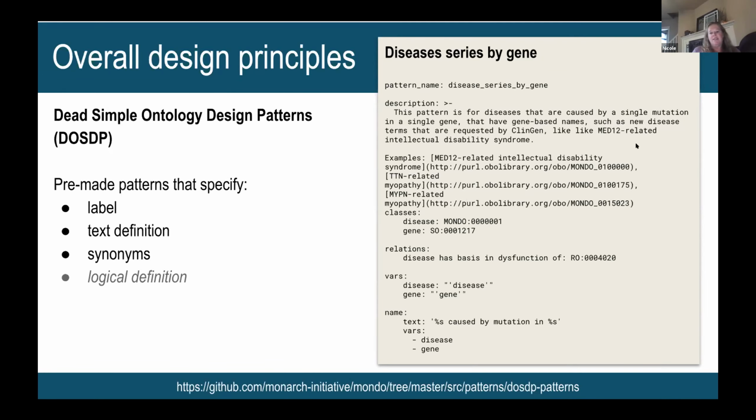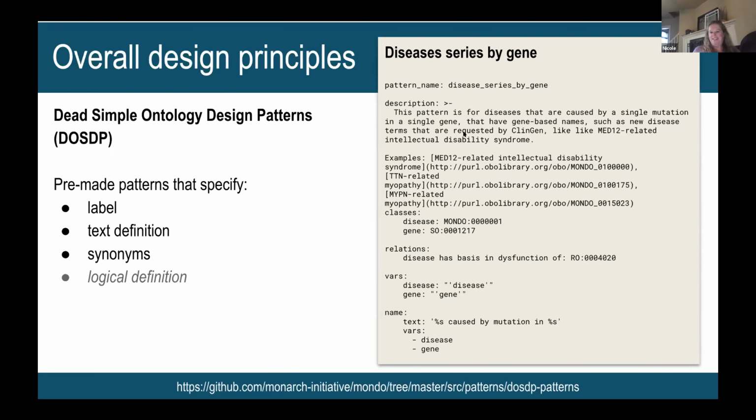So this is what the pattern would look like. If you go to this link at the bottom of the screen, it will take you to the directory of all the patterns that we have. And then if you click on a pattern like this one, the disease series by gene, this is exactly what the YAML looks like. It's cut off, it's way longer than this. But at the very top, you can see there's a description. So this is saying what this pattern is about. This one is for describing diseases that are caused by single mutations in a gene, that have gene-based names.